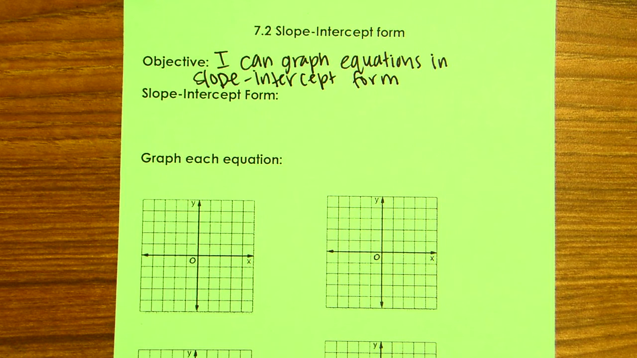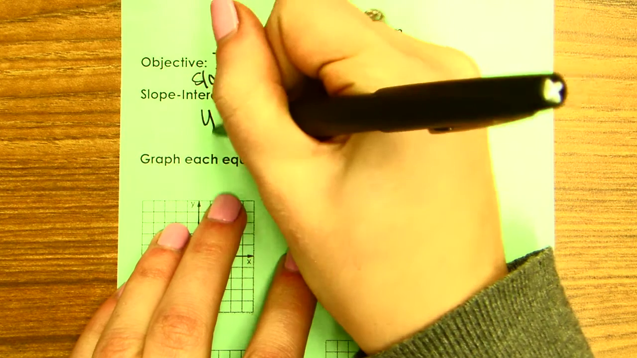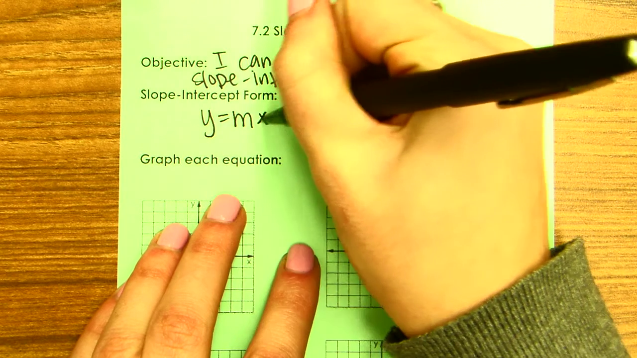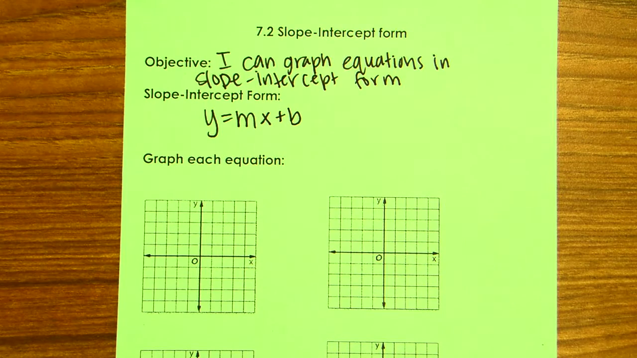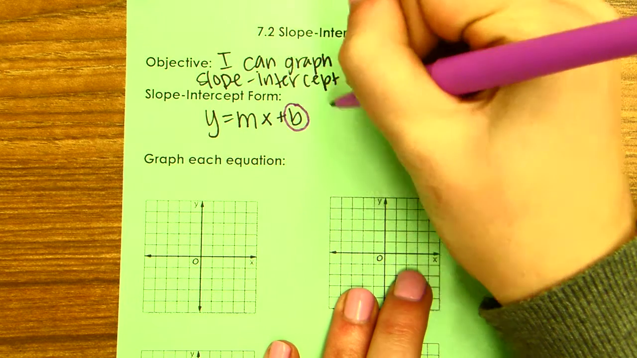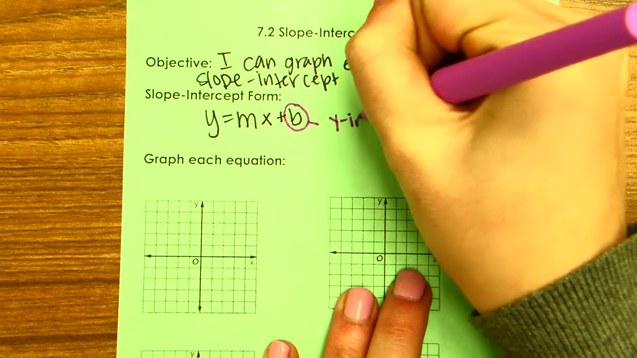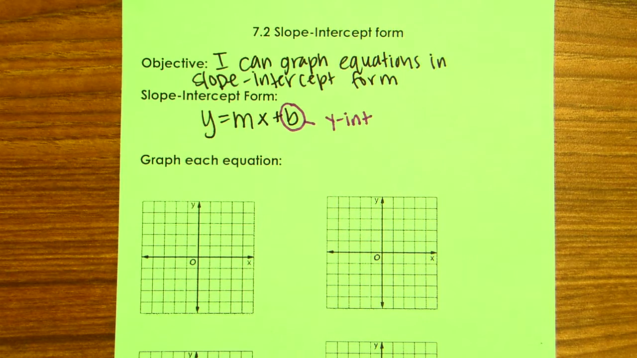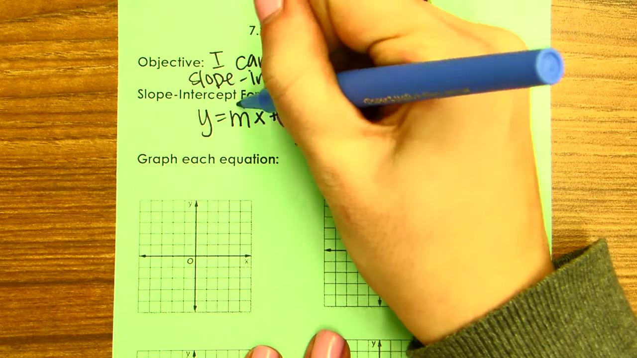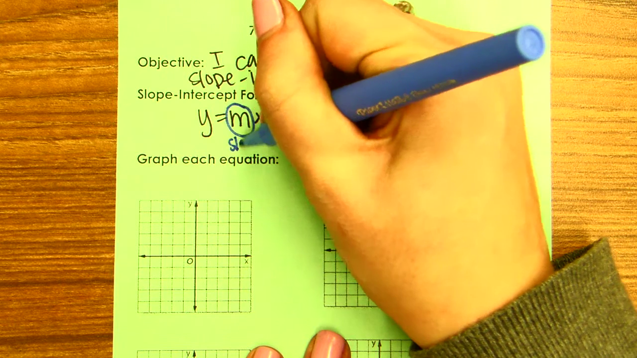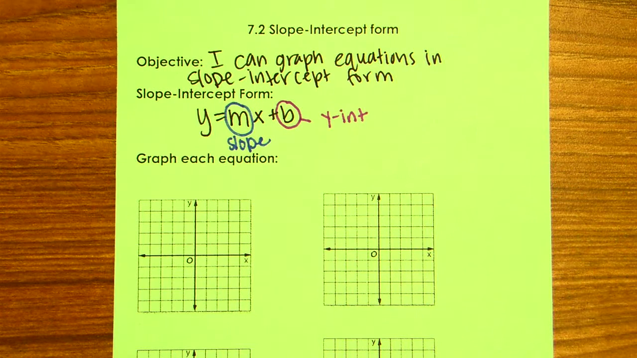So remember, slope-intercept form is y equals mx plus b, where b is the y-intercept. That means it's where the line crosses the y-axis. And m is our slope. So let's do a few examples.